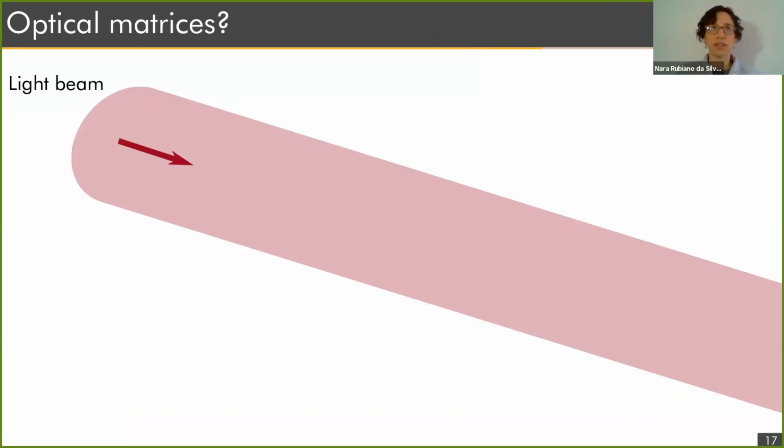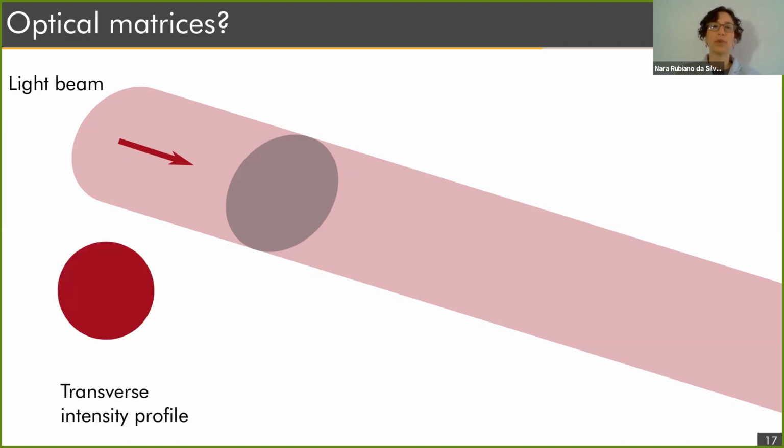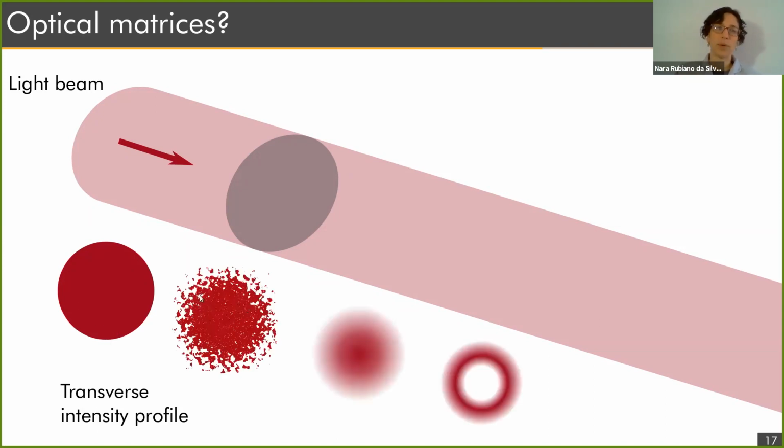We are encoding it here using a transverse property of the light beam that was shown also by Paulo in a previous talk. If we look at the transverse plane of a light beam, we can see that there is a transverse intensity distribution that can be uniform or can have different patterns, like a speckle pattern or a usual laser pattern, which is a Gaussian distribution, or even a more complicated Laguerre-Gaussian distribution and so on.